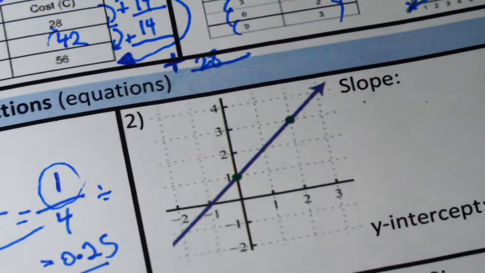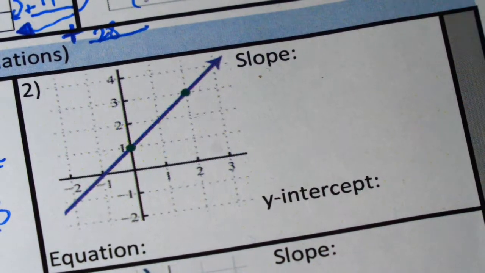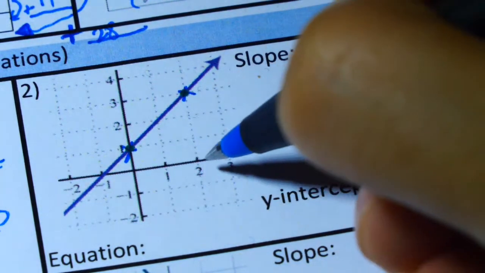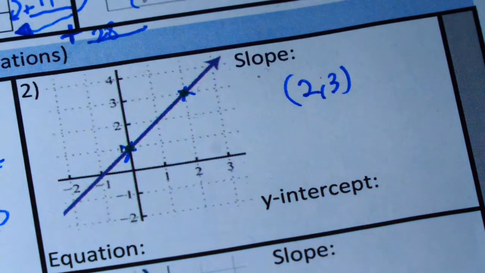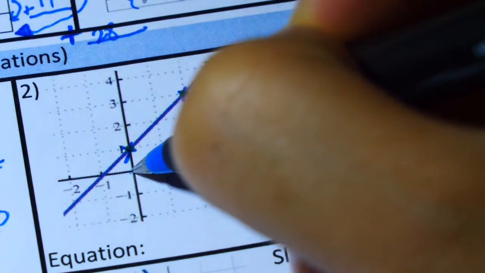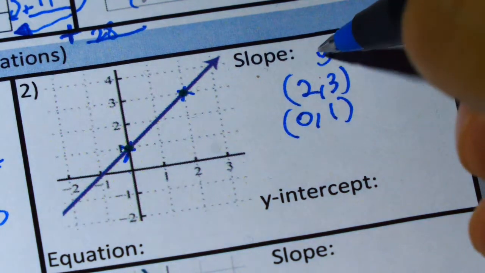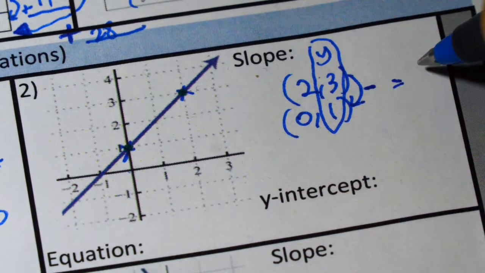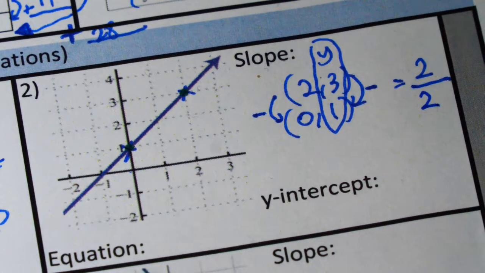Okay, let's do the other ones. Let's try to do it a bit quicker. So we are finding the slope. First thing we have to do, pick 2 points. Let's pick the points here. So this point here, the point at the top is 2, 3. And this point here, 0, 1. Okay, change in y first. 3 minus 1 is 2 over 2 minus 0 is 2.